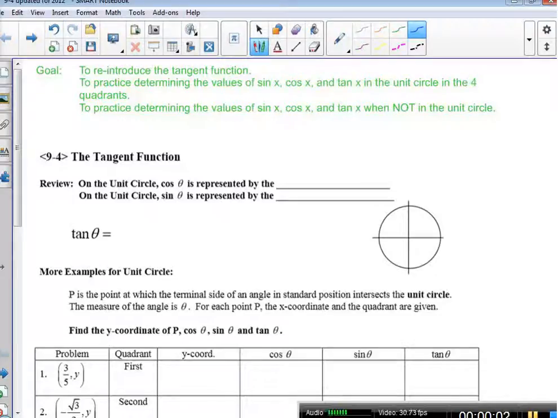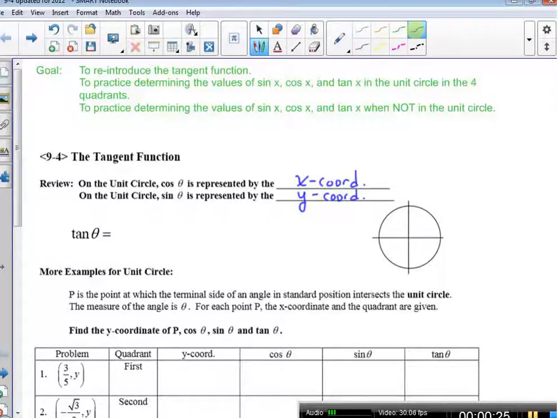All right, for the fourth section of Chapter 9, we're going to be talking about the tangent function. So, it's been a while, but for review, hopefully you remember that on the unit circle, cosine theta is represented by the x-coordinate, and sine theta is represented by the y-coordinate.